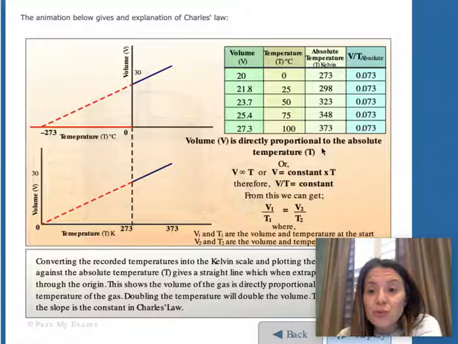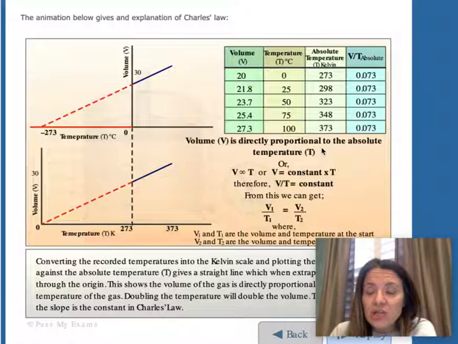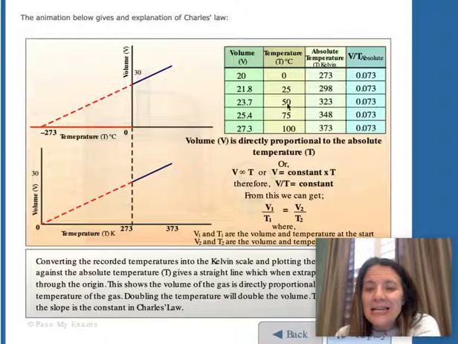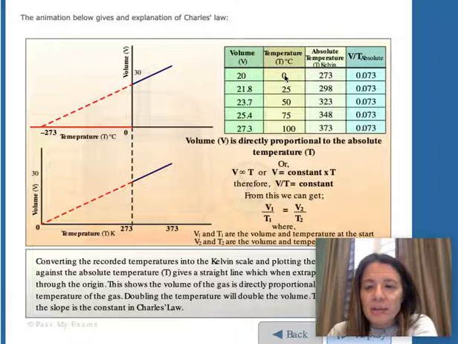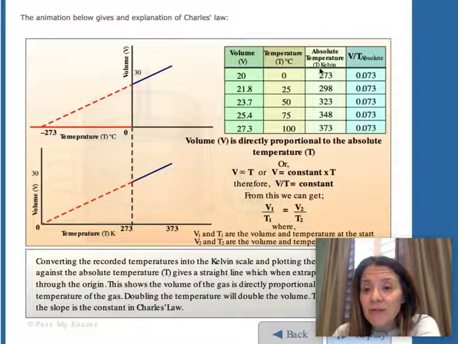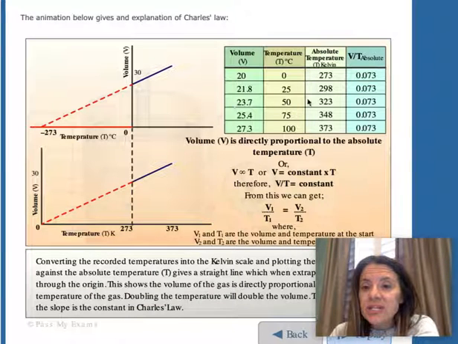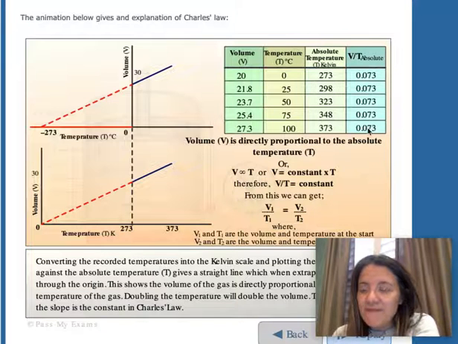If this is a direct proportional relationship, we can see that if we were to multiply volume and temperature, 20 times 0, 21.8 times 25, 23.7 times 50, we would not get a constant value. But if we took the volume and divided it by temperature in Kelvin, we notice that we do get a constant value.